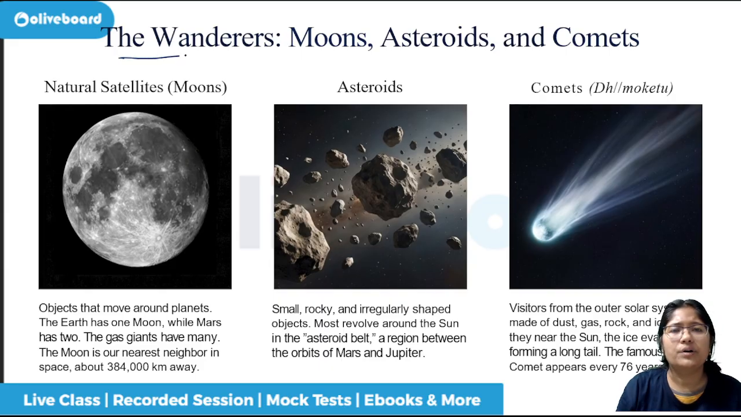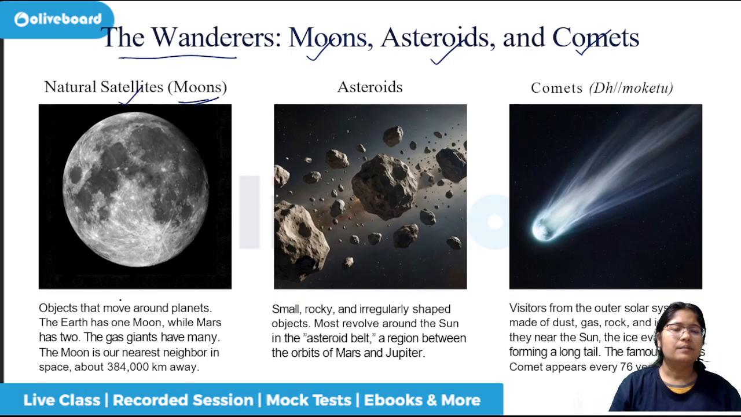Now see the wanderers: the moon, asteroids, and comets. Natural satellites, moons. So we have moons, which are nothing but objects that move around the planets. For example, the Moon moves around the Earth. And similarly, for Mars there are Phobos and Deimos. Like that, for Jupiter, there is Ganymede, which is the largest satellite. For Saturn, there is Titan. So there are different moons for different planets.